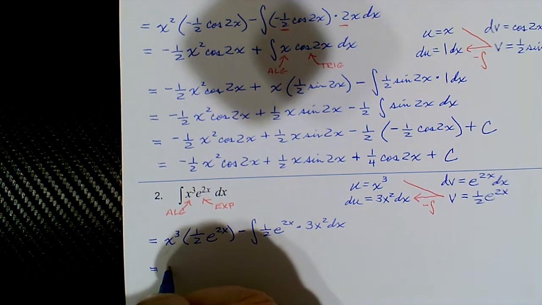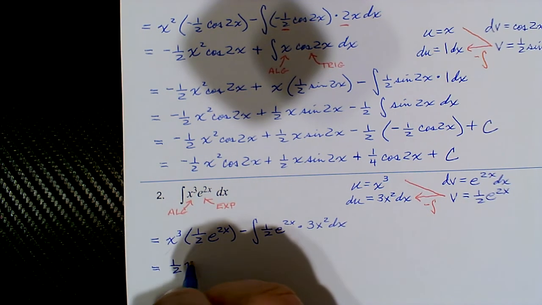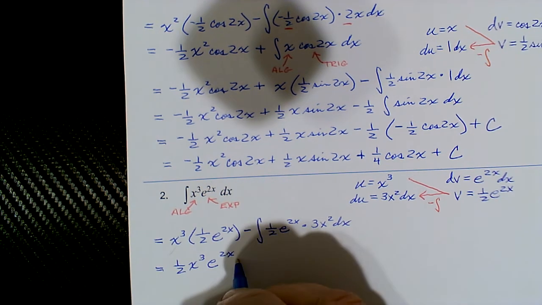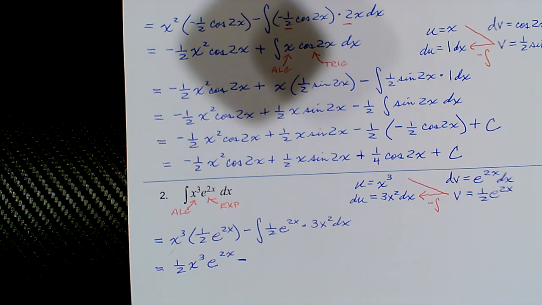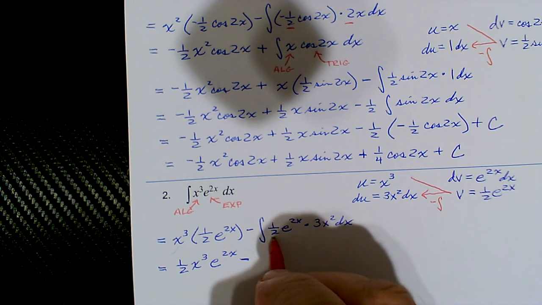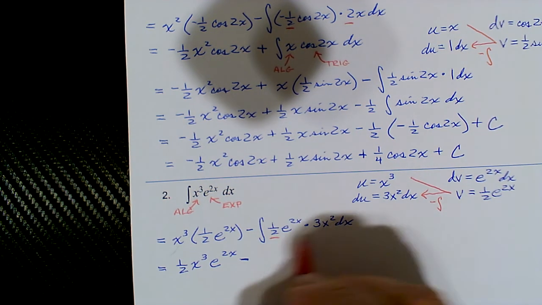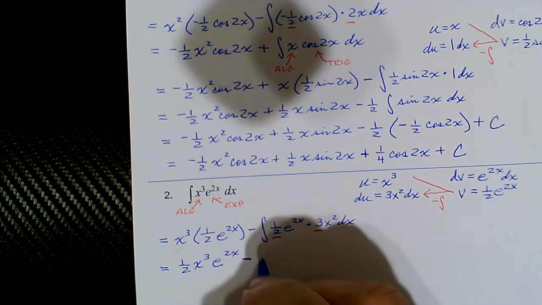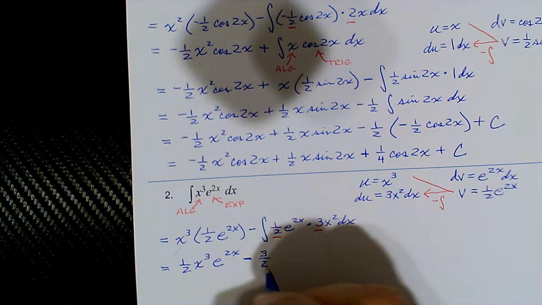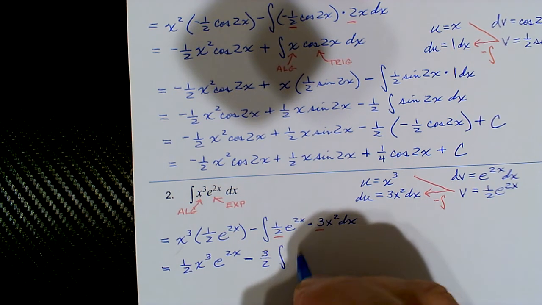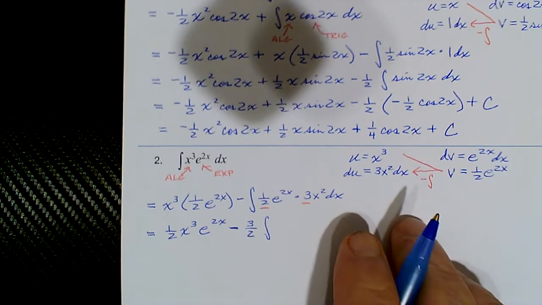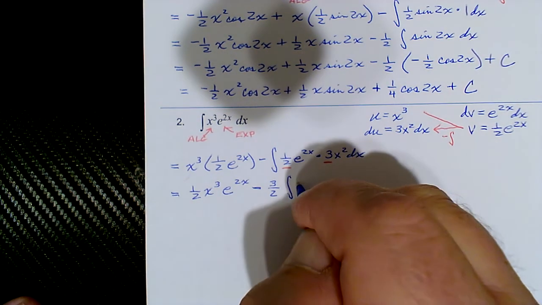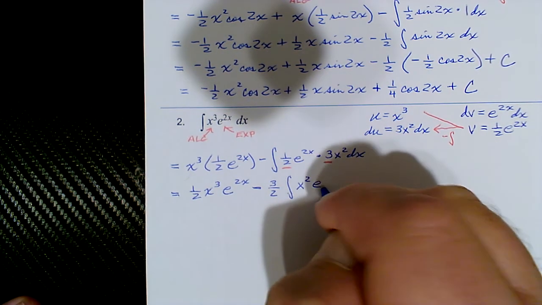Okay, so we'll take a step and clean this up. We get 1/2 x cubed e to the 2x, and then we have the minus, and from the new integral we could factor out this negative 1/2, I'm sorry, positive 1/2, as well as the 3. So we factor out 3/2, and then we have the integral of, okay, in terms of the order we prefer to put this in, e to the 2x times x squared. e to the 2x is preferred.